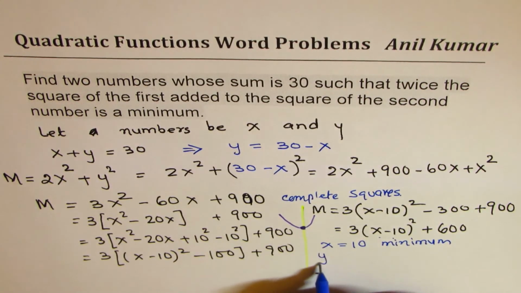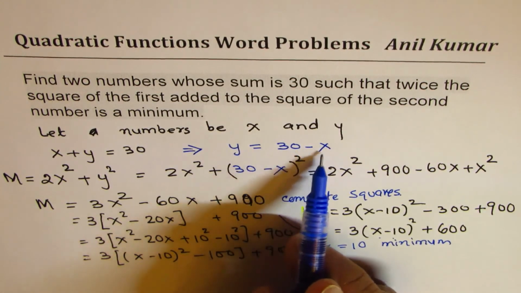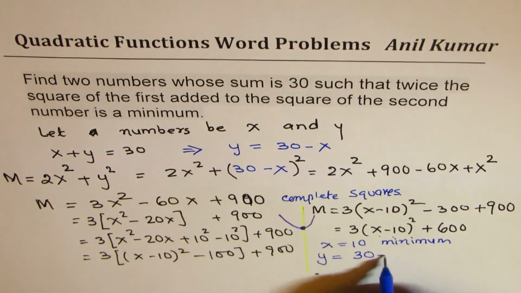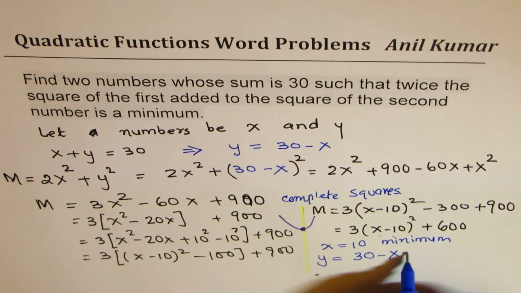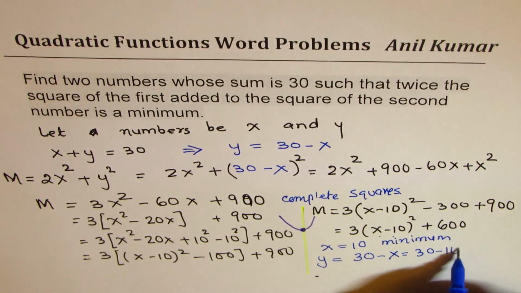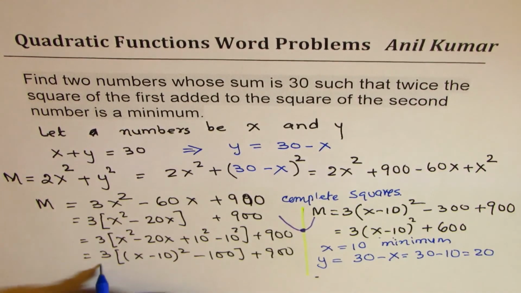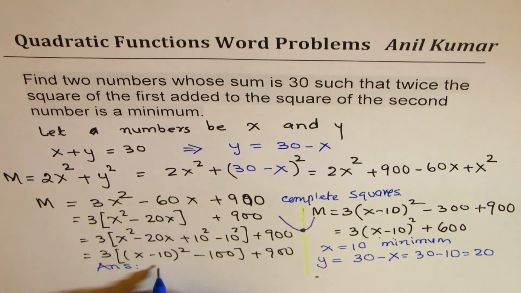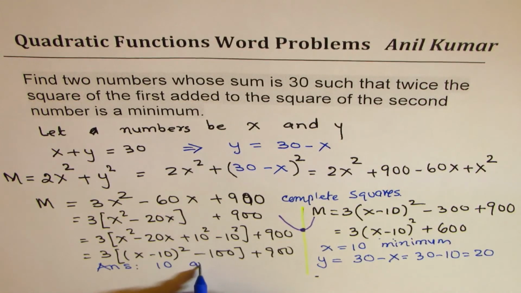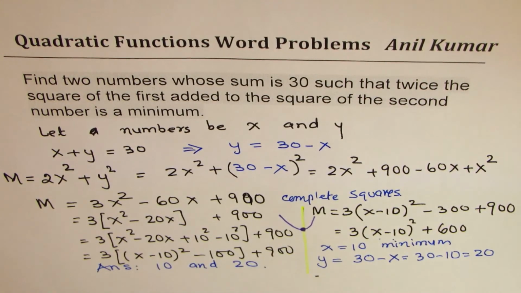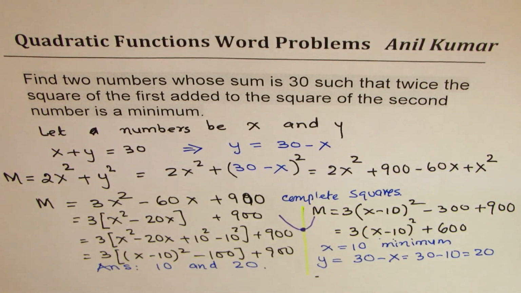If x is 10, what is y equal to? y is 30 minus x, which is 30 minus 10, which is 20. So our answer is, the two numbers are 10 and 20, right? So that is how we could solve this question.